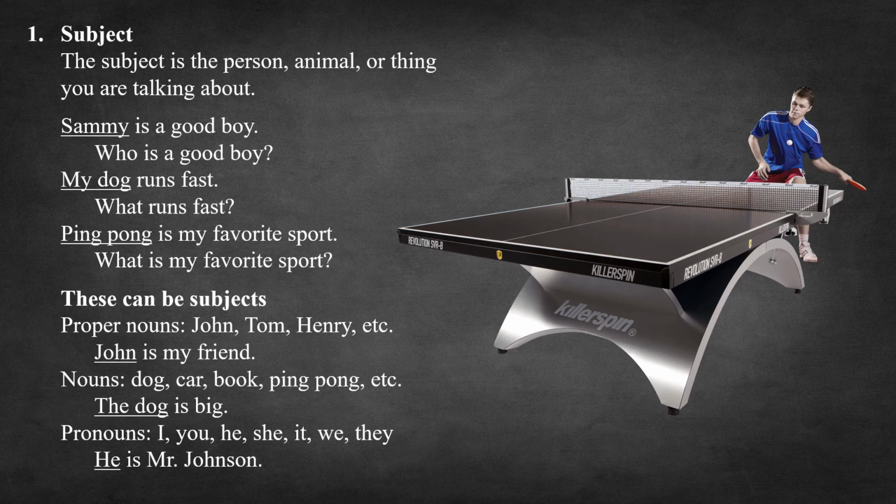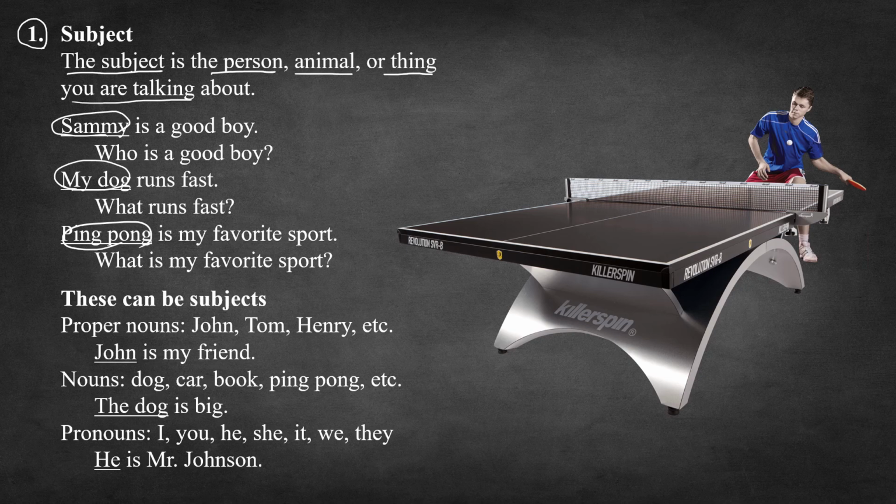The first element of a sentence is a subject. The subject is the person, animal, or thing you're talking about. Sammy is the person you're talking about. Sammy is a good boy. My dog is an animal you're talking about. My dog runs fast. Ping pong is a thing you're talking about. Ping pong is my favorite sport.